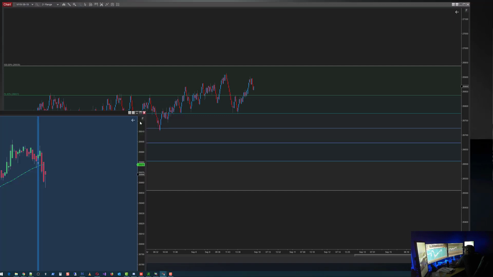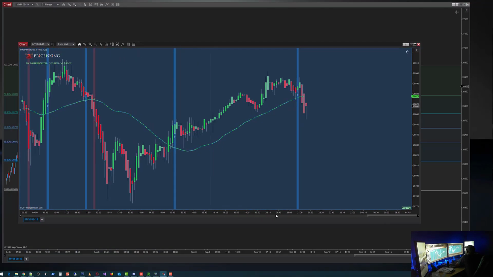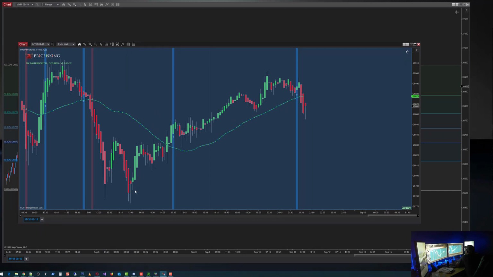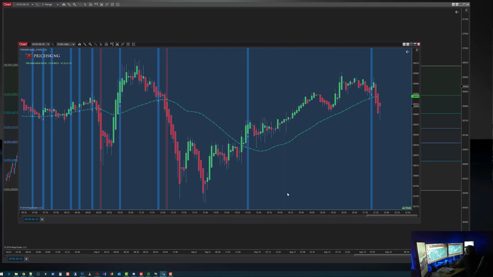Let's take a look at the RAM indicator on the YM. See what went through. Right off the bat, you had this leg down, all right, then you had this leg up, and then another leg down, and then another leg up. All right, so you got to keep an eye on these things, right?